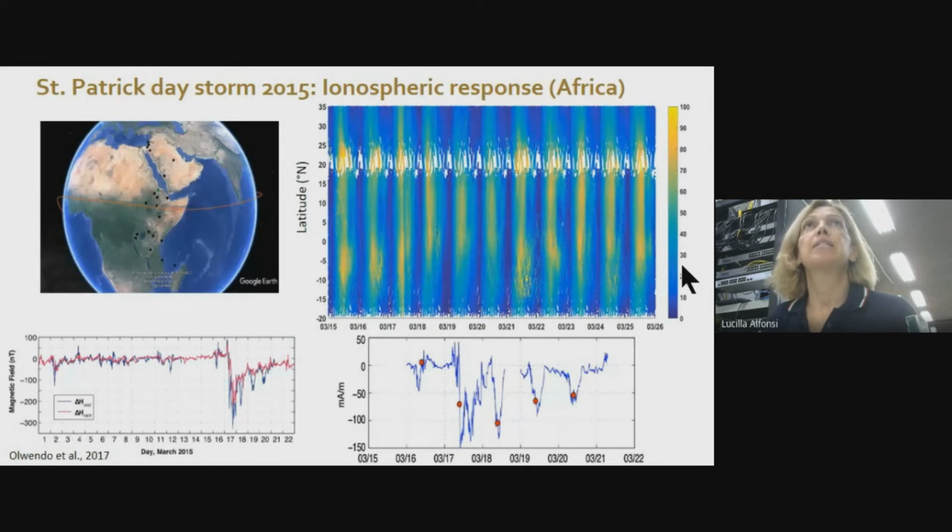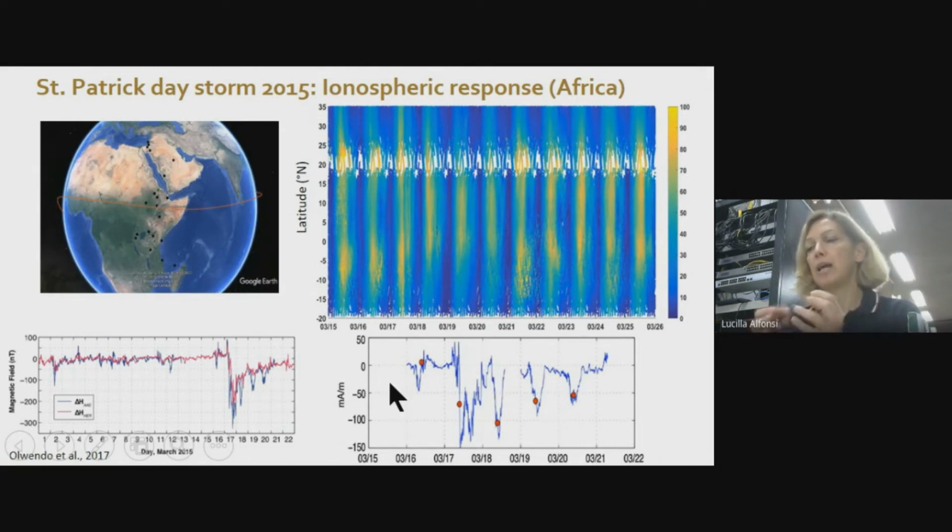This is a similar exercise for what concerns TEC, but in a different sector, in the African sector. This is a paper from Oluwadare and other colleagues, among them also Claudio. This is the evolution again from the 15th of March to the 26th of March of the TEC. And you can see that on the African sector, the bulk of the difference starts from the 18th and 19th with the shrinking of the Equatorial Anomaly, essentially.